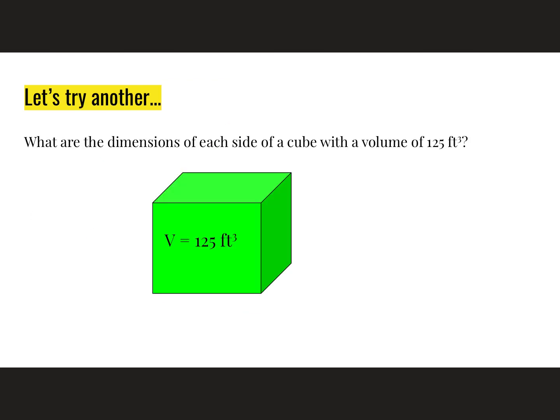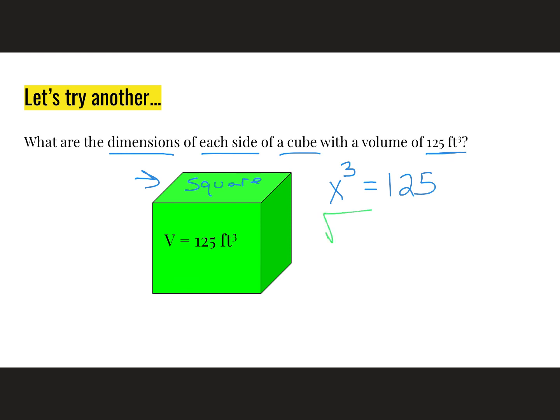Okay, one more. What are the dimensions of each side of the cube? So first, I want you to picture a cube. What shape is this? Well, a cube, every side is a square. So I want the dimensions of the cube, not just the side length. So it has a volume of 125 cubic feet. So I know that the side length cubed must equal 125.